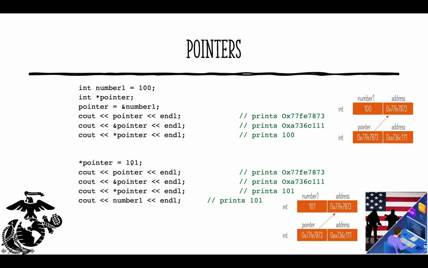Now here I'm assigning the value of 101 to the dereference of pointer. So we have our pointer which points here. Dereferencing refers to this value here, and now I'm overwriting it, giving it the value of 101. So now when I cout pointer, it's just going to cout the address of which it points to. Ampersand pointer is going to print out its own address, and the dereference of pointer is now going to print out 101. Now if I also were to cout number1, we're going to notice that it actually did change the value that was stored inside number1. So by editing it with the dereference of the pointer, it actually edits the actual variable.